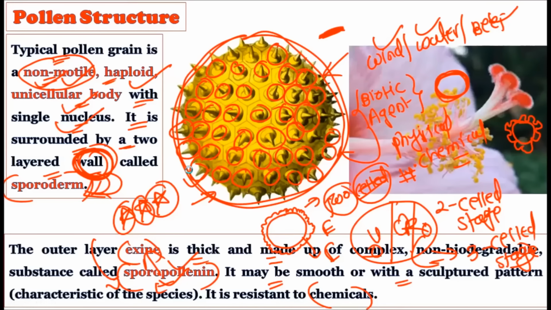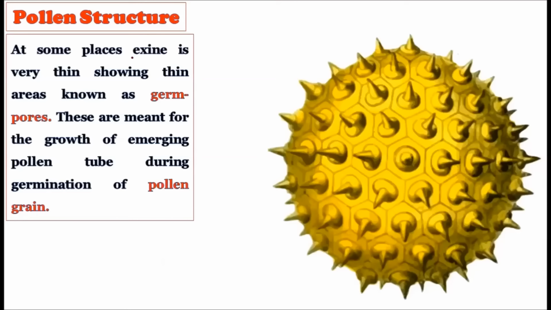All right, now consider this. At some places, this exine is very thin, showing areas known as germ pores. See, at this place it is very thick, and lots of sporopollenin is deposited here, and that is why this area is quite thick. While in some areas you will find there is no sporopollenin deposition. In such a condition, a germ pore is created there. For example, the pore is created here, and this germ pore is the pore through which the inner content of the pollen grain will come out.